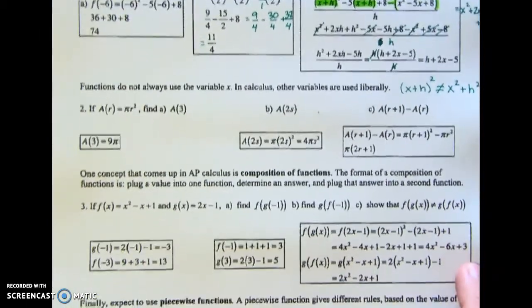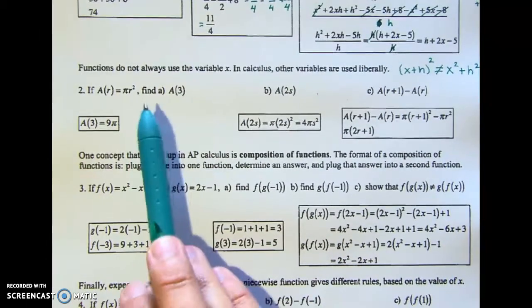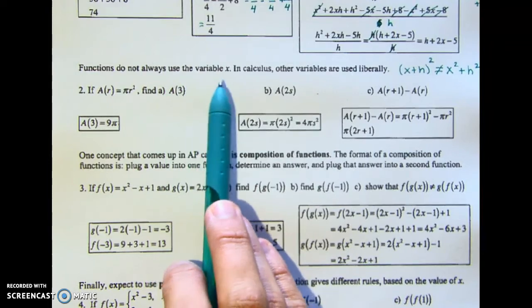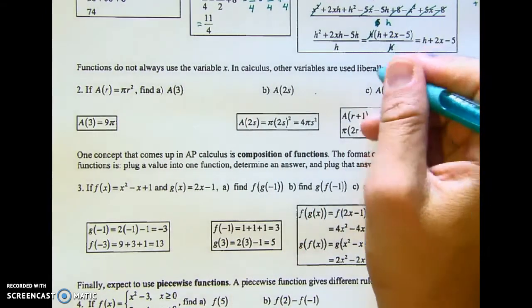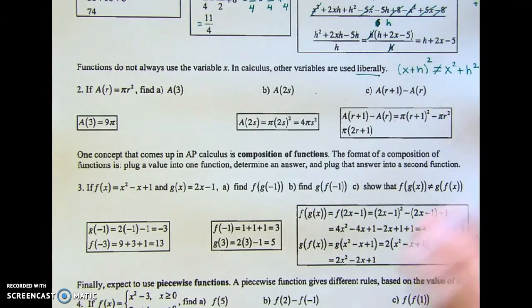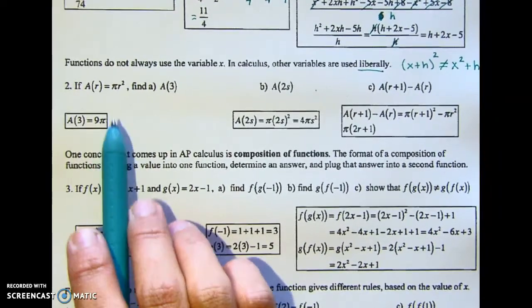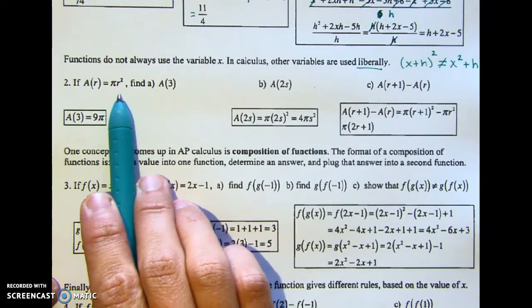Let's look down here. Functions do not always use the variable x. In calculus, other variables are used liberally. So not just x, but lots of other things. So here we have the area of a circle. Area equals pi r squared.